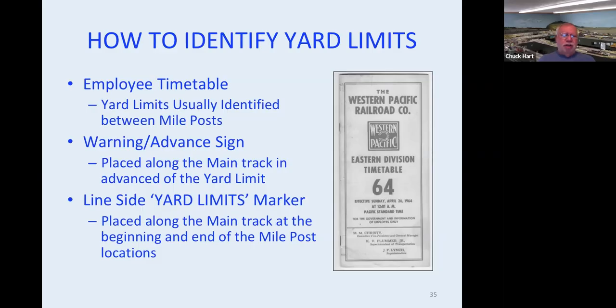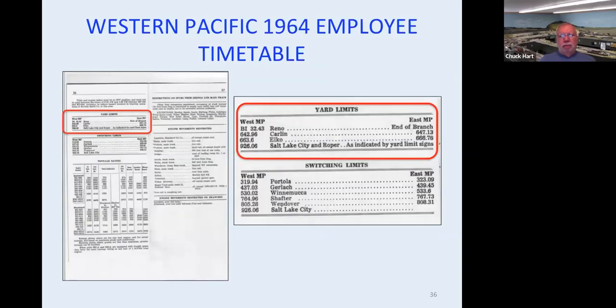So warning signs are placed along the main track. In my case, they're on the fascia. I haven't made the yard limit signs yet, but someday they might be on the railroad itself. But I do have yard limit signs on the fascia, so I kind of have an idea where the yard limits are at. But they're usually placed right along this main line. So if we take a look at the Western Pacific timetable in my case, you'll see that yard limits are identified in the employee timetable.